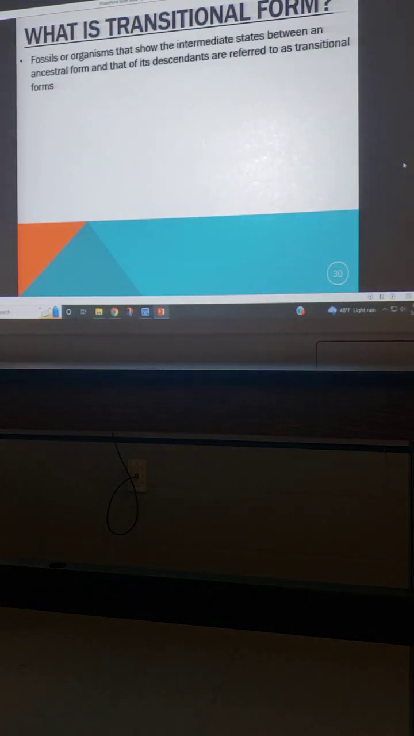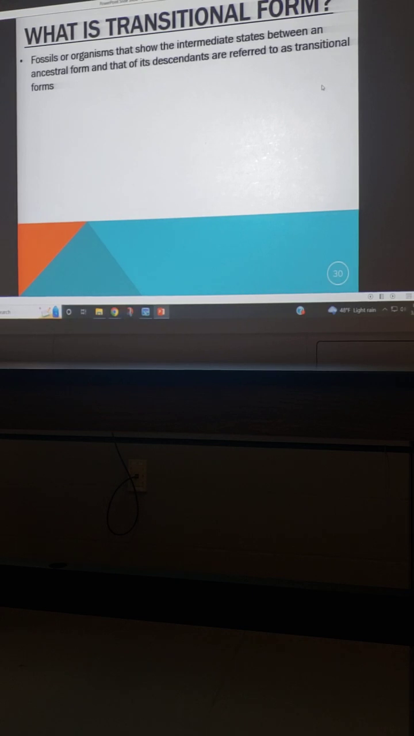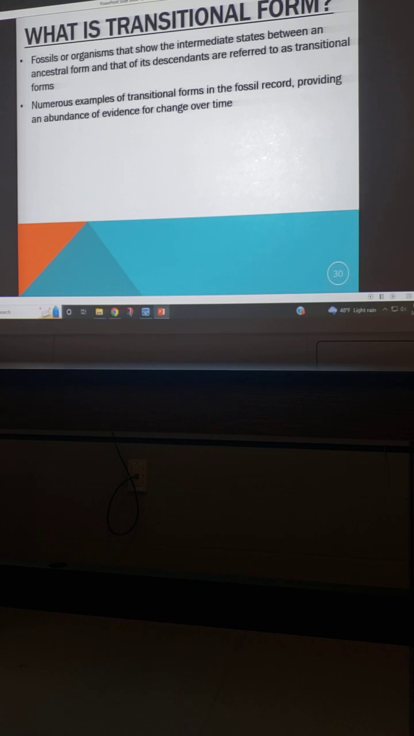Okay. And so fossils or organisms that show these intermediate states between the ancestral form, which is the old, and then the descendant, which are the generations that follow, are referred to as transitional forms. And there's a lot of examples of this. This isn't something that I'm just making up. There is a lot of proof of this.